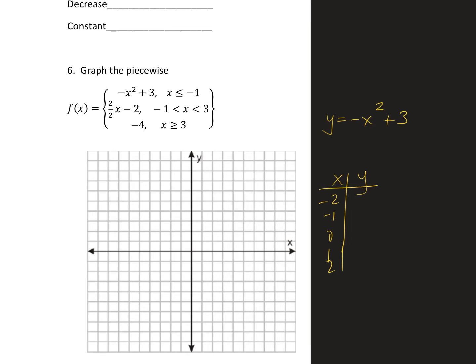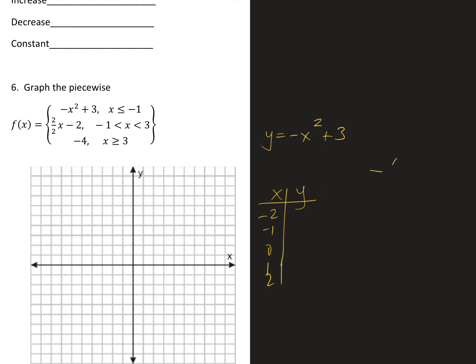All right, guys, when you plug in negative 2 here, this says negative 2 squared plus 3. What is negative 2 squared? 4, times negative 1. So negative 4 plus 3 is negative 1. Now I'm going to plug in negative 1. So I have negative 1 squared plus 3. What is negative 1 squared? 1. But then there's a negative in front of it, so it becomes negative 1. What's negative 1 plus 3? 2. Now 0. 0 squared is 0, plus 3 is 3. All right, now watch, guys.